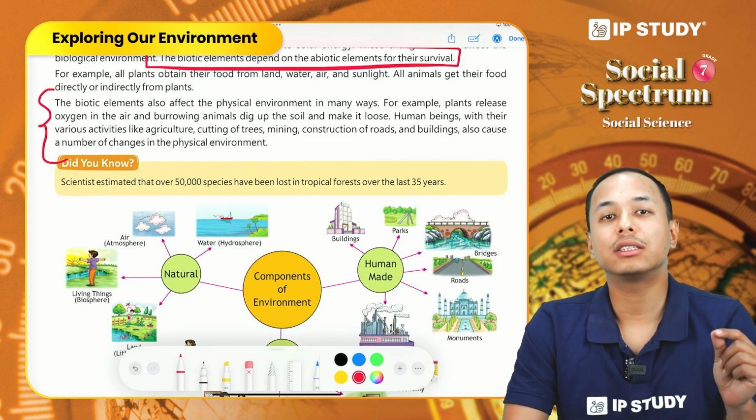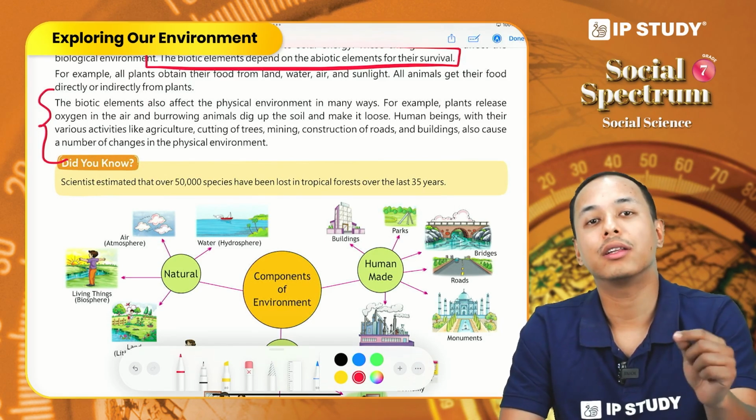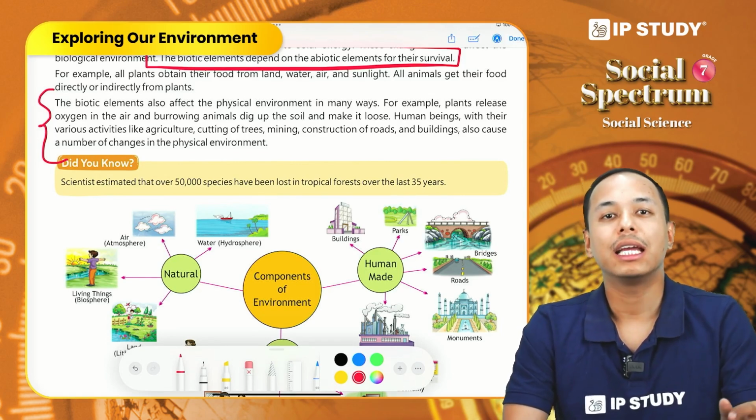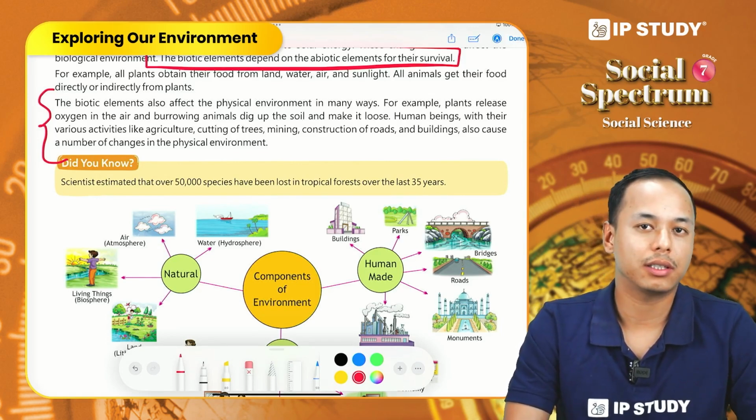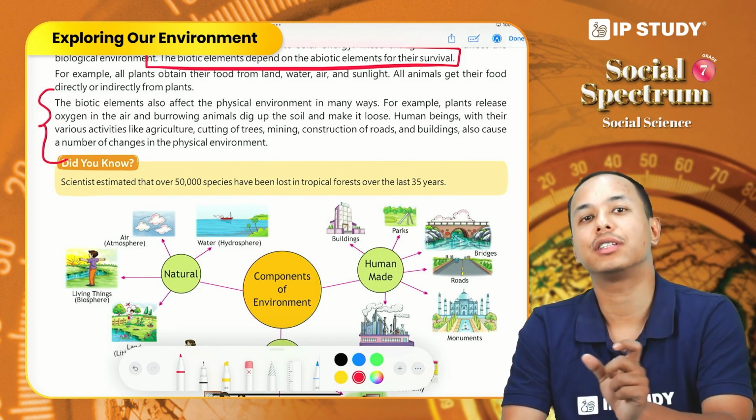Plants release oxygen in the air. That means there is a change in the physical environment. On the other hand, animals like rabbits dig the surface of the earth and make the soil loose. That means there is a change, or it affects the physical environment.